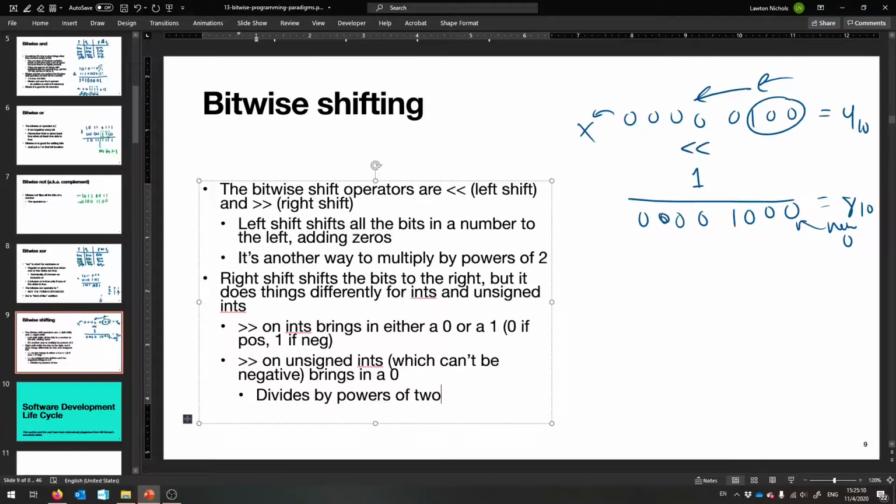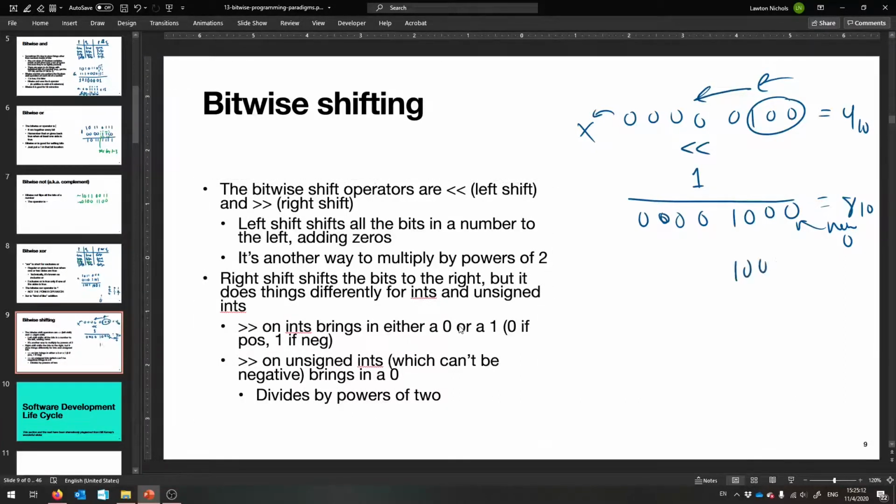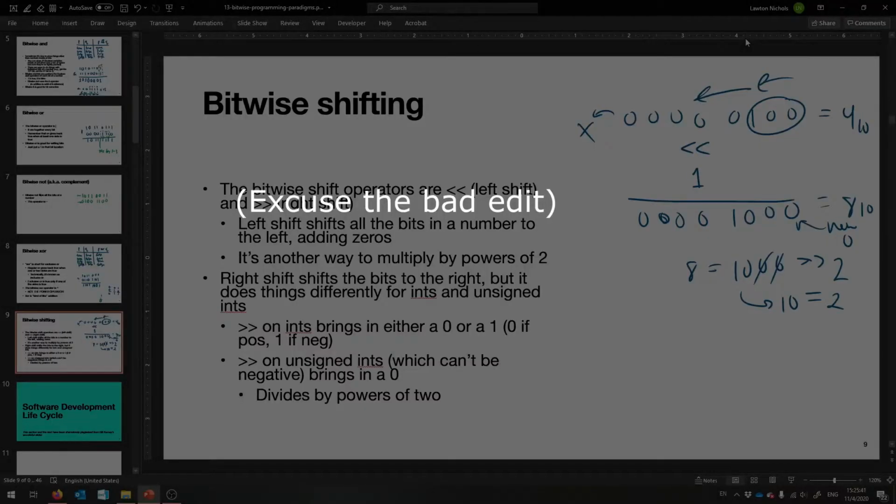So if I had, again, my 8, and I shifted that right by 2, that would become, well, that goes away, add some zeros over here. It's going to be 10, which is just 2 now. So 8 divided by 2 to the power of 2 is just going to be 2 now. So that is shifting in a nutshell.